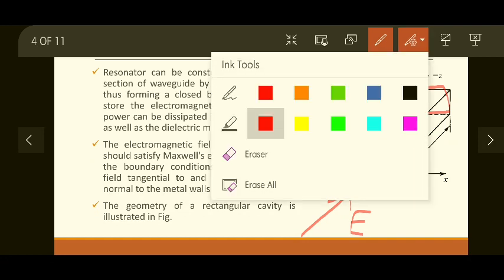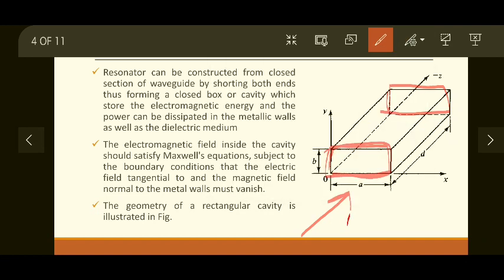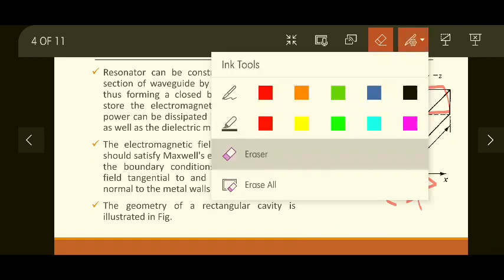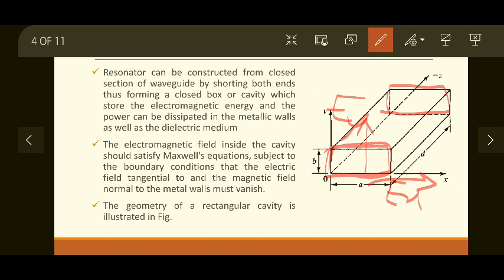Sorry, this is M, not E. Electric field tangential to the metal walls and magnetic field normal to metal walls should vanish. That means Ex and Ey should be 0 at these two walls. I'm again repeating. Now Ex and Ey will be components tangential to this particular wall. So they should be 0.